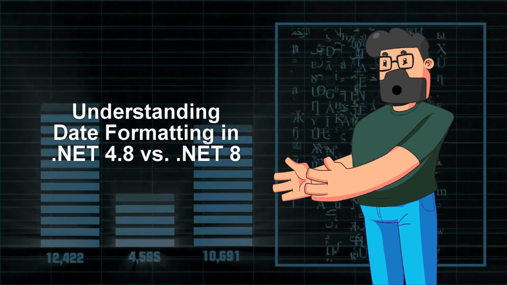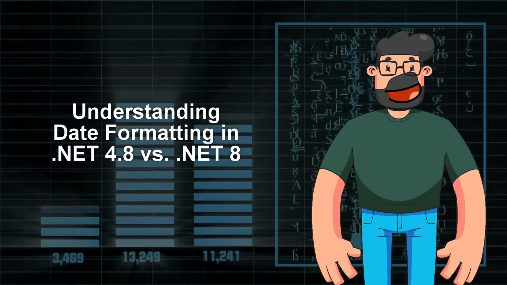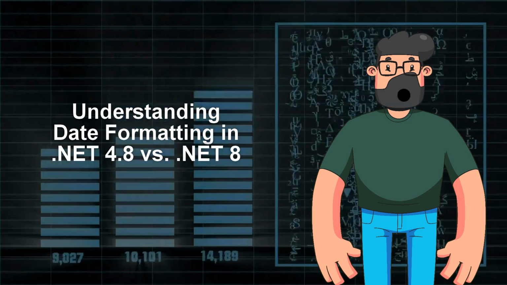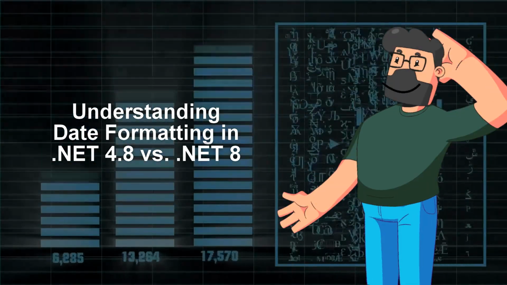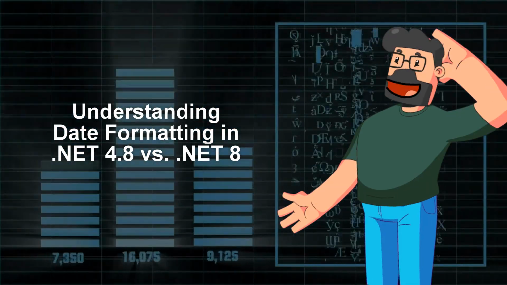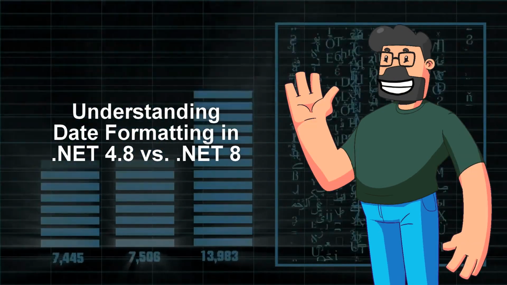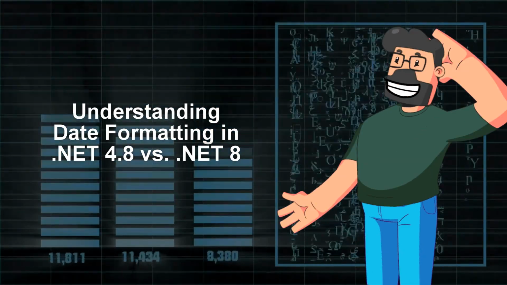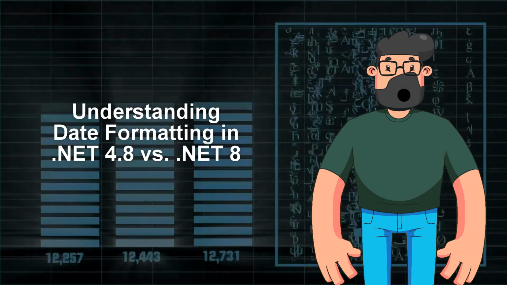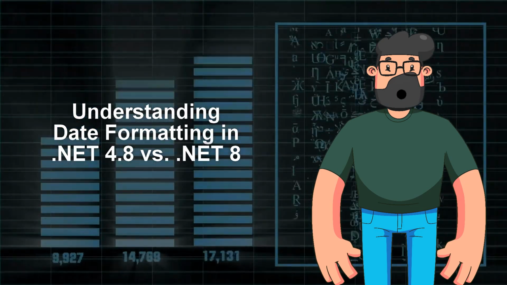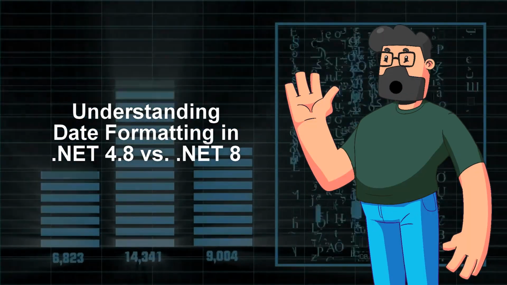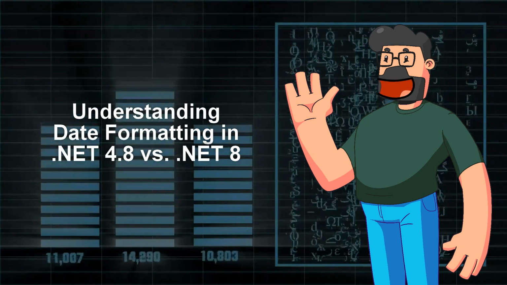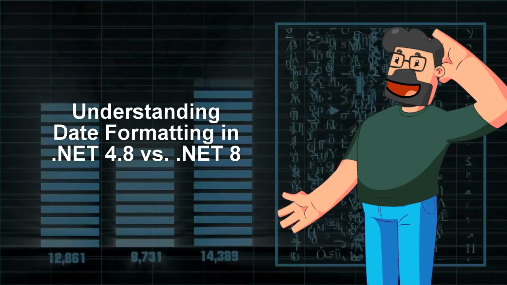Welcome to the video, where we dive into a common problem that developers may encounter when working with .NET applications. The specific issue at hand involves a discrepancy in date formatting between .NET 4.8 and .NET 8, resulting in different outputs when displaying dates in Arabic culture. The problem arises when attempting to format a date using culture info in .NET 4.8 and .NET 8.